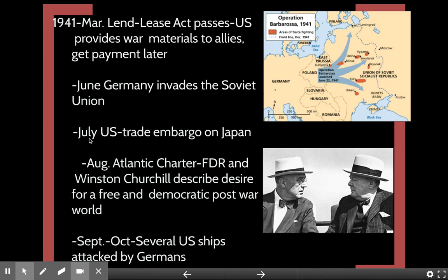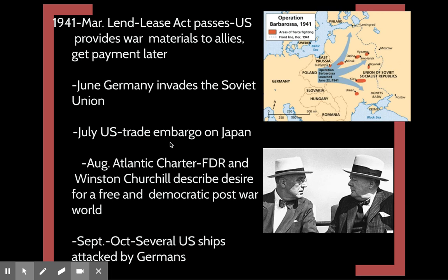Okay, July, the U.S. puts more embargoes on Japan. Japan sees this as kind of an act of war. Also, Japan is aware that the United States is helping the Allies, so Great Britain, France, and not helping the Axis power. So Japan is aware of what's going on there.